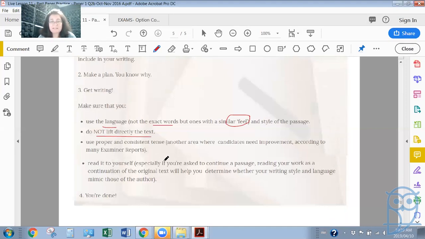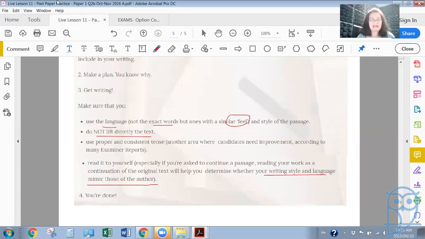Then read it to yourself, especially if you're asked to continue the passage. Reading your work as a continuation of the original text will help you determine whether your writing style and language mimic those of the author, and then you're done. Okay, so it takes quite a few things, it's a juggling act, in other words. But luckily, this task is not too long in terms of length of what you have to produce, but it still requires planning.